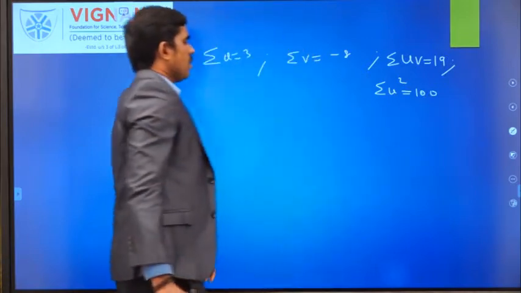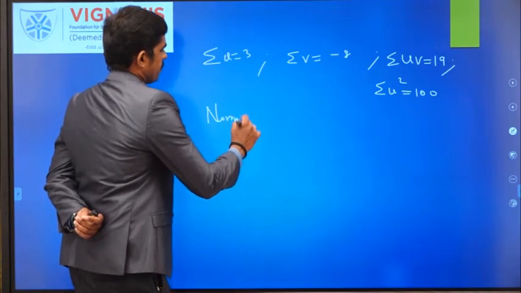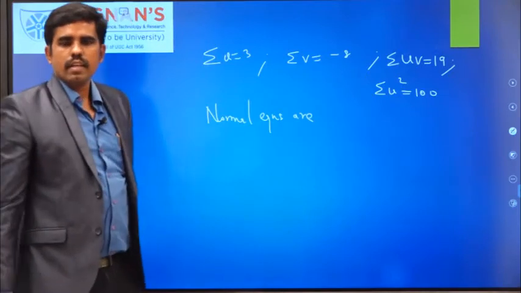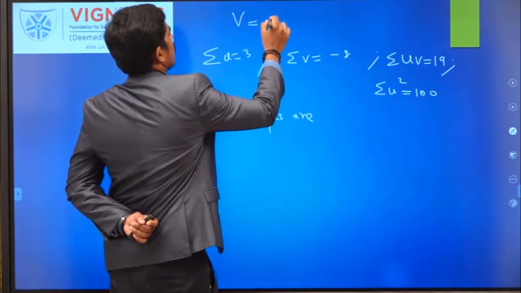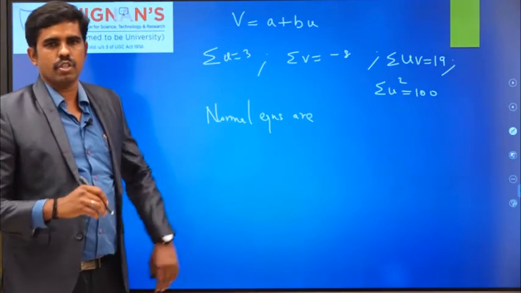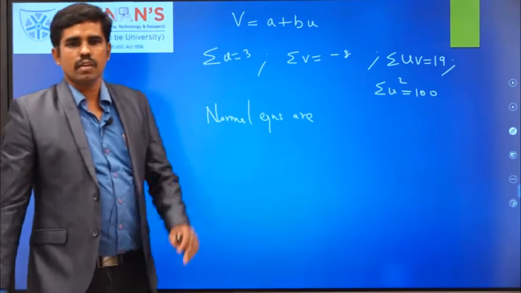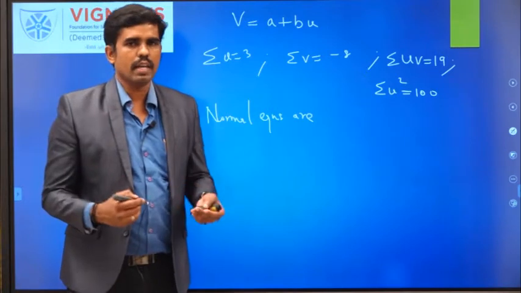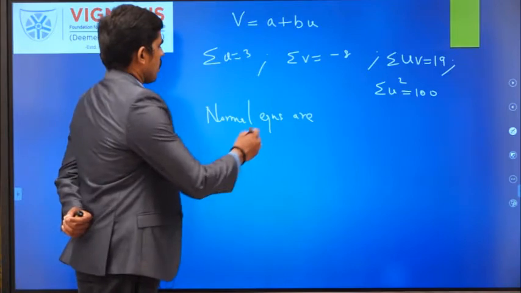Okay, so what are the normal equations? Normally you are fitting a straight line y is equal to a plus bx. But after changing the scale, temporarily I am finding the straight line v is equal to a plus bu. Your required straight line is y is equal to a plus bx.